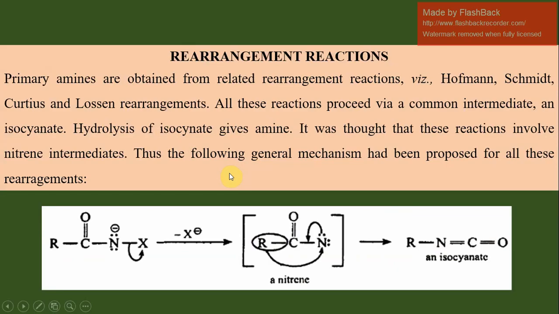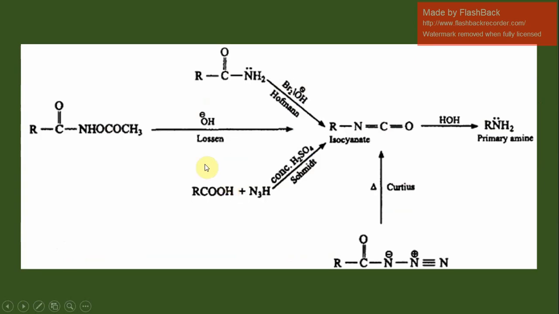And there are some rearrangement reactions like Hofmann rearrangement, Lossen rearrangement, Schmidt rearrangement, Curtius rearrangement. In all these rearrangement reactions, the intermediate molecule obtained is isocyanate, alkyl or aryl isocyanate, which on hydrolysis we end with carbamic acid, which on heating will give an amine.